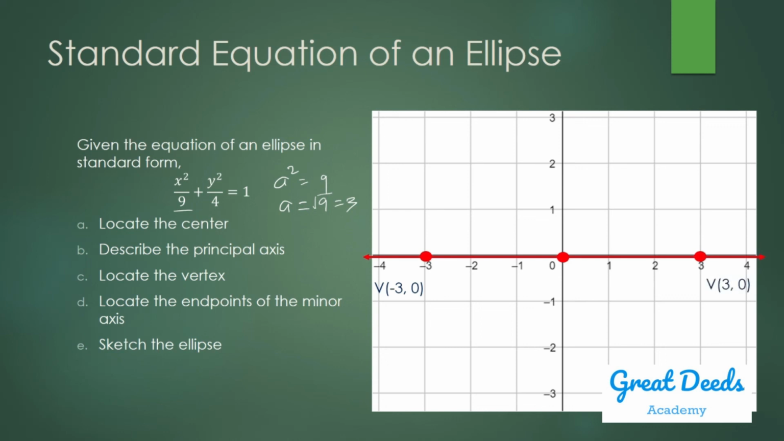Locate the endpoints of the minor axis. It's b that's going to help you locate the endpoints of your minor axis. So here, b squared is equal to 4. This means b is equal to 2. So we will count 2 from the center going up and 2 from the center going down. That will give you the endpoints of the minor axis. And then we will trace a smooth ellipse.